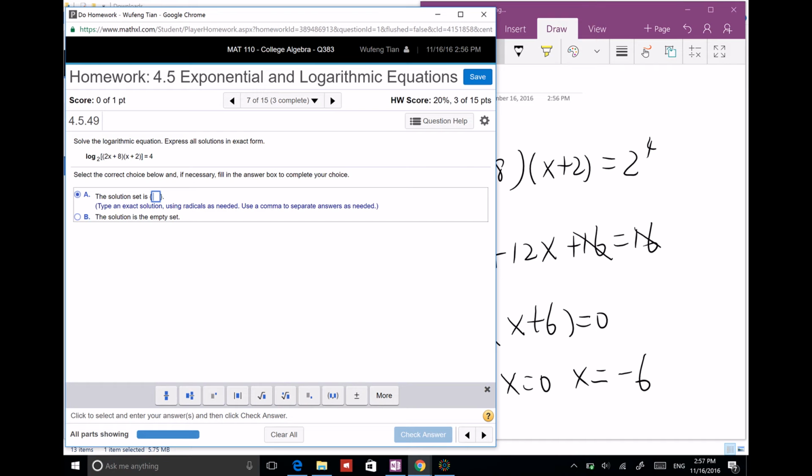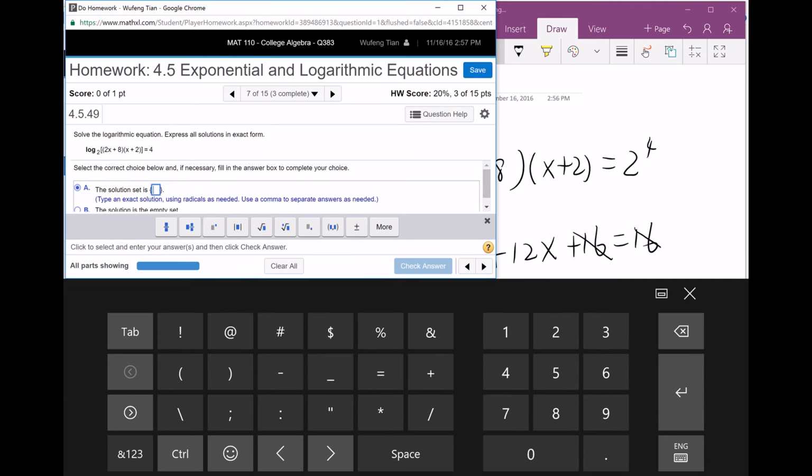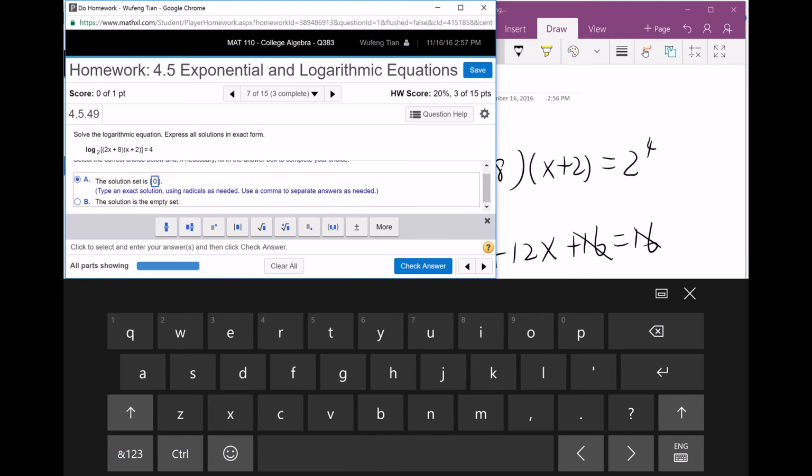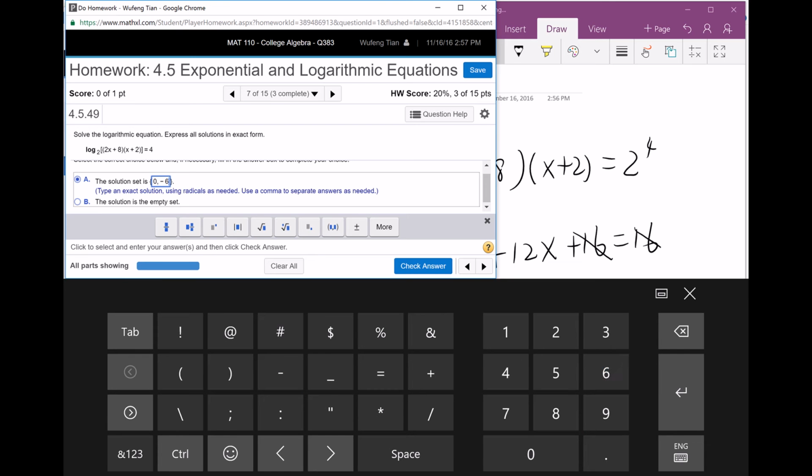You have to plug it back into that. Say 0 times negative 6, negative 6. Okay, that works. 0 and negative 6.